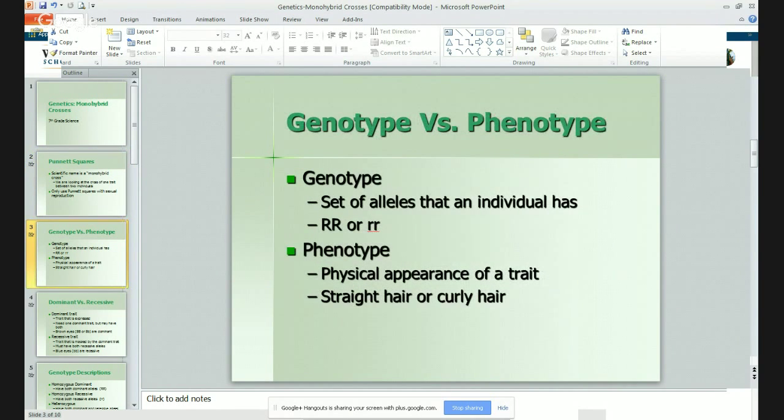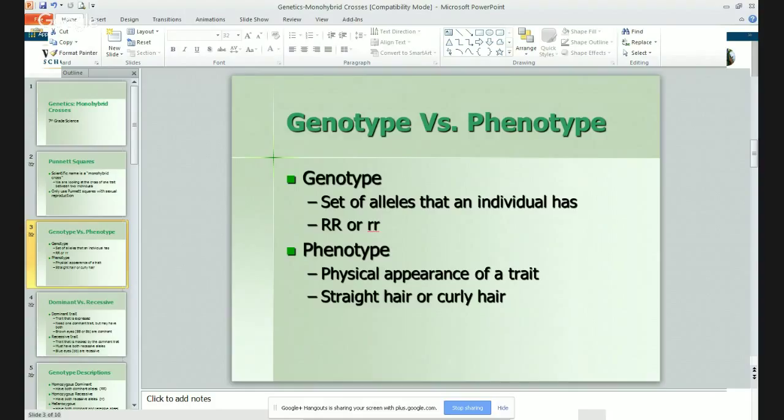Okay, so this is going to be really heavy on vocabulary. The first set of vocabulary is genotype versus phenotype. The first part is the genotype. This is the set of alleles that an individual has. We call it a set because you get one allele from mom and one allele from dad. And remember, an allele is a version of a trait.